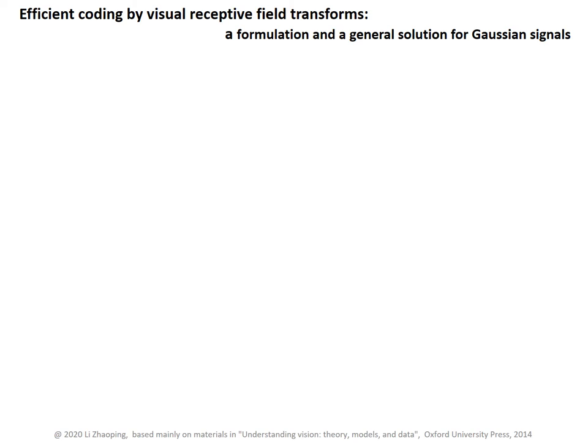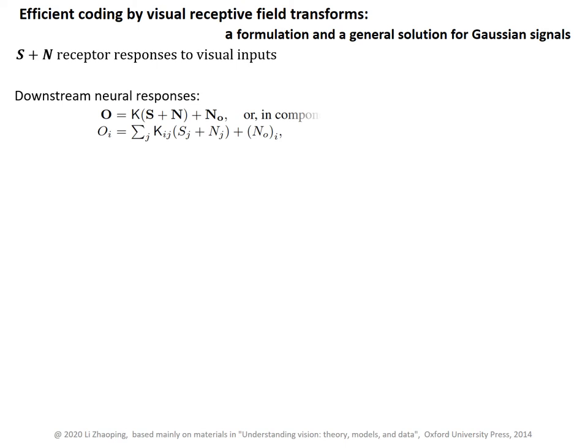Let S plus N be the receptive responses to visual inputs. They are both vectors, S and N. S is for the signal and N is for the noise. The responses of the downstream neurons are O, so O is a vector. The receptive fields are approximated as linear, so encoding K is a matrix with matrix elements Kij. And N_O is the additional encoding noise, it's also a vector.